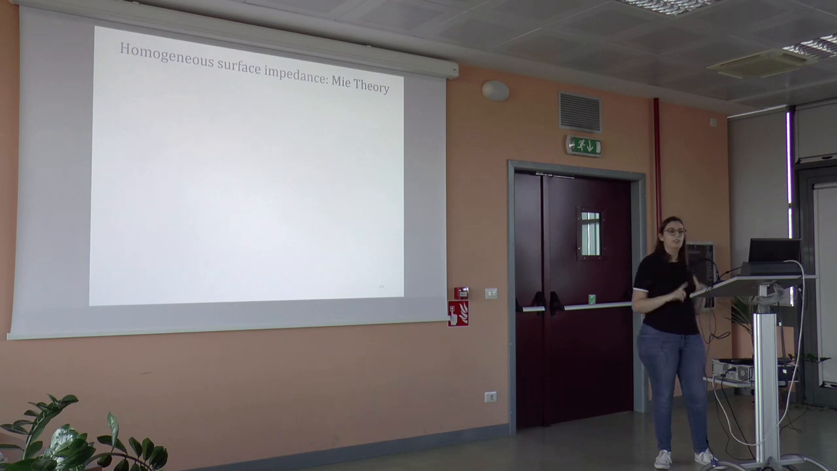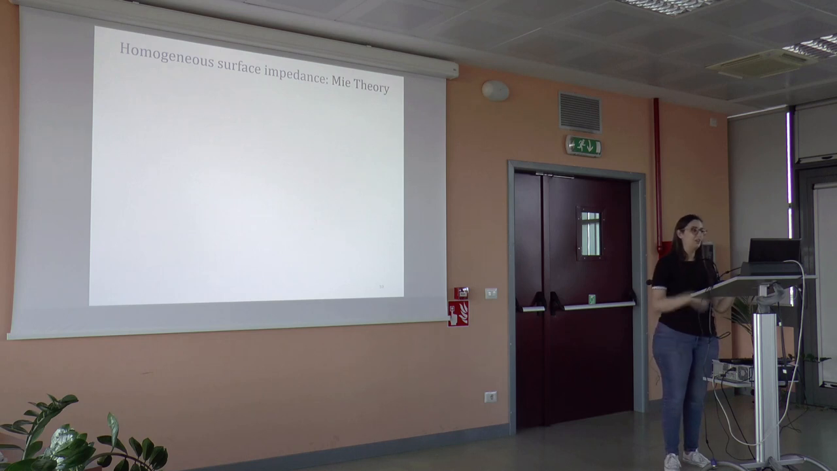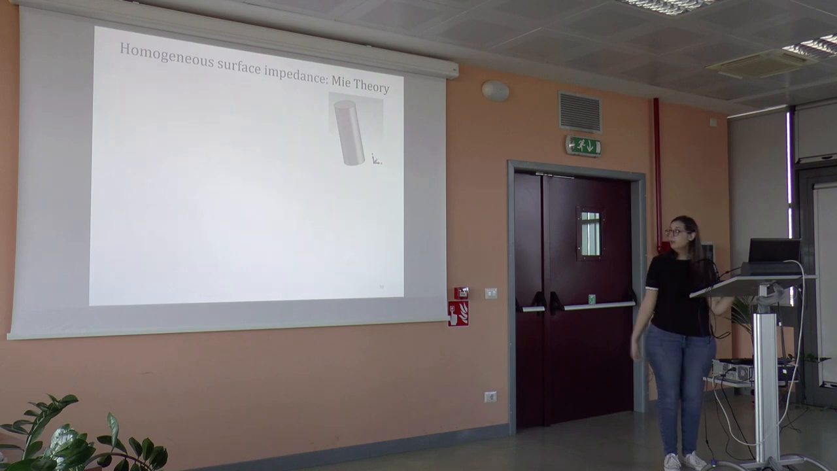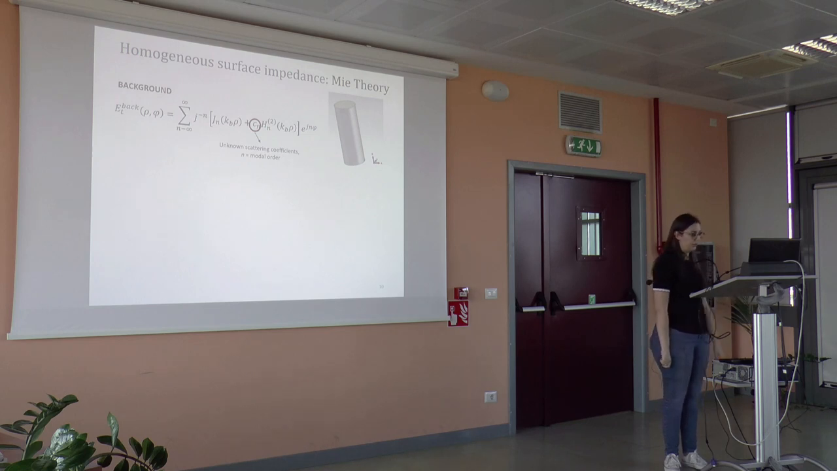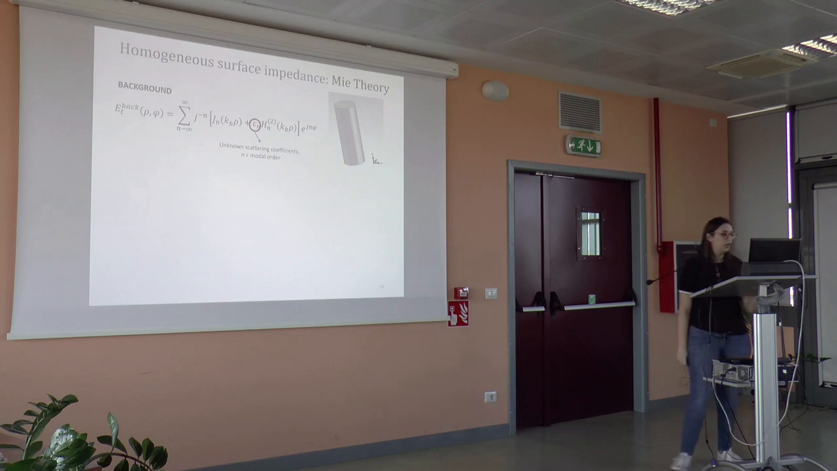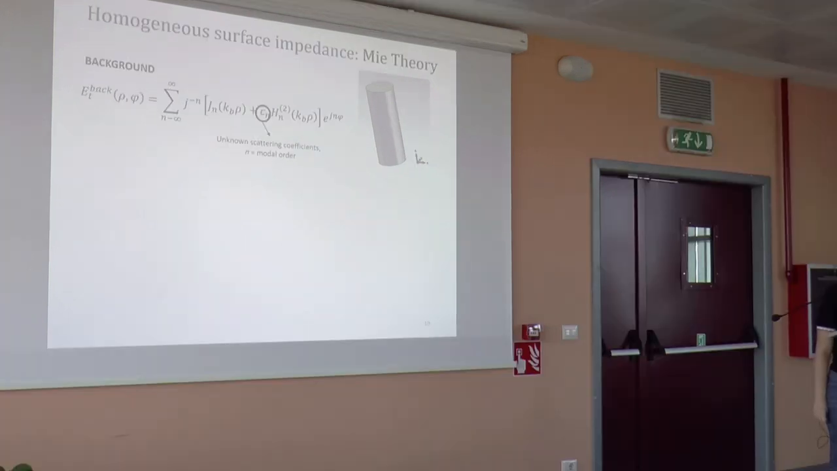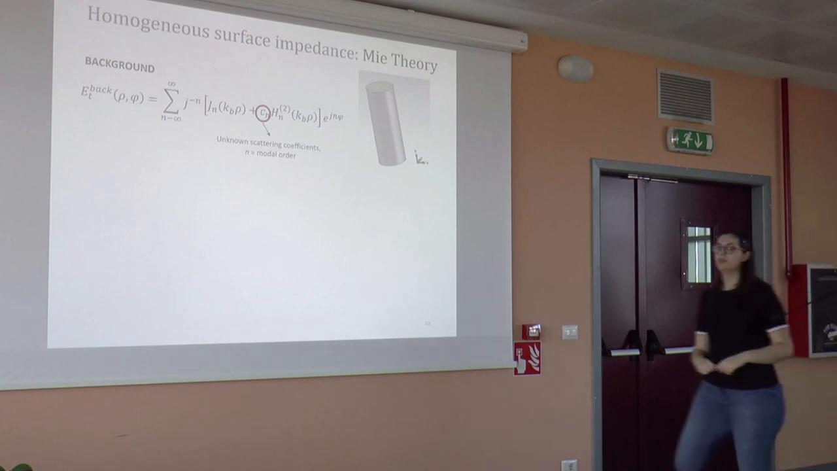I will show you just the only formula of this presentation in order to better understand how mantle cloaking works. So if we consider in this case a metallic cylinder illuminated by a plane wave linearly polarized with the electric field parallel to the cylinder axis, we can write the scattered field from the object as an infinite sum of harmonics, and in particular we can define two contributes.